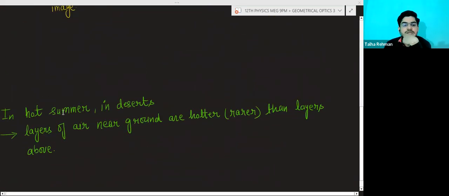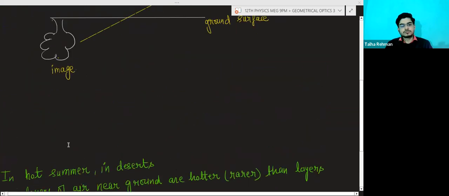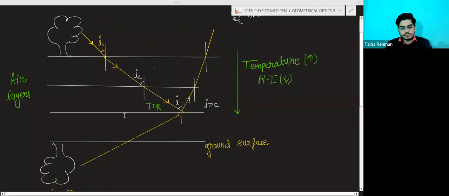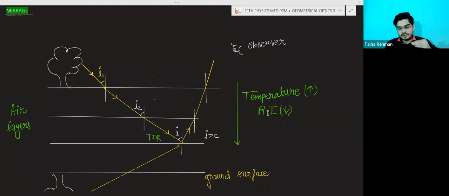So now you can see in hot summer, in deserts, layers of air near the ground are hotter, and hotter layers are rarer than the layers above. So basically this is the whole phenomenon that I have told you, and remember that when the temperature increases, refractive index will decrease, and when the refractive index decreases with respect to the above layer, the lower layer will be rarer, and the above layer will be denser.